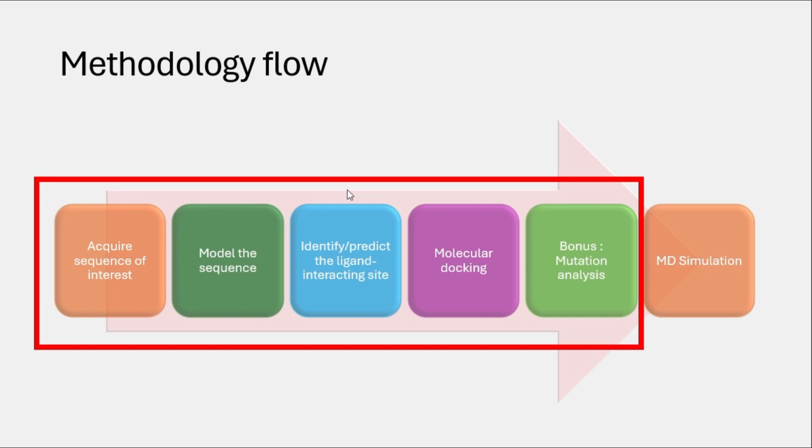Okay, the flow of study is first we're going to acquire a sequence of interest, and then we're going to model the sequence. We're changing the sequence from one length of amino acid string into a folded three-dimensional protein. Once we've got the protein, we're going to try to identify or predict the ligand interacting site, and then we'll perform molecular docking, and we'll also perform mutation analysis as a bonus of this study. For part one, we will be focusing on this particular part.